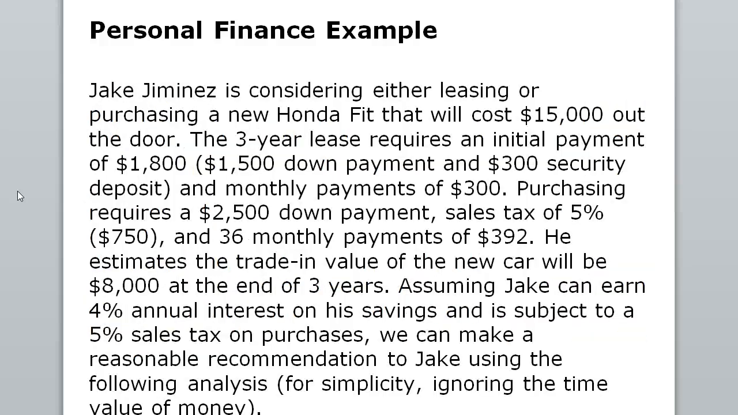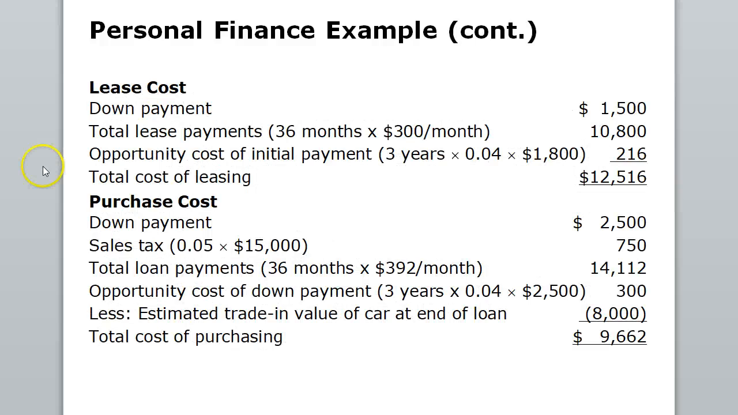And we're going to be ignoring time value of money for this particular analysis. Okay, so lease, down payment, total lease payments, opportunity cost, loss of interest, and total lease cost is $1,200,516. If it was to purchase, down payment, sales tax, total loan payments, opportunity cost of this down payment, and then the trade-in value. So you'll see that the cost of purchasing is less than the leasing. So in this case, he should purchase.